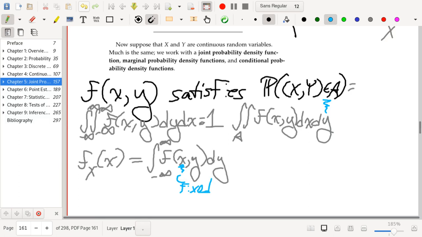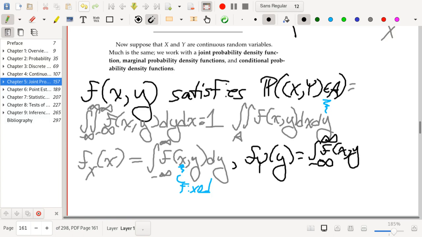So you're trying to account for the probability that y is equal to any real number, right? And the marginal distribution of y is defined similarly. So it's going to be an integral from negative infinity to infinity of f of x, y, dx.